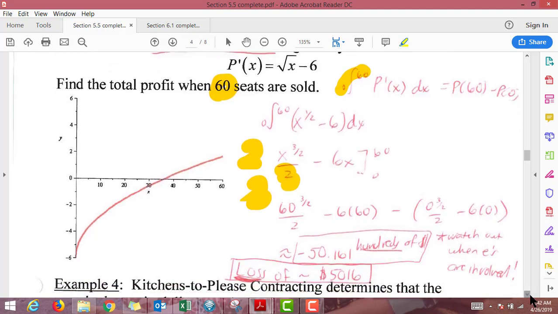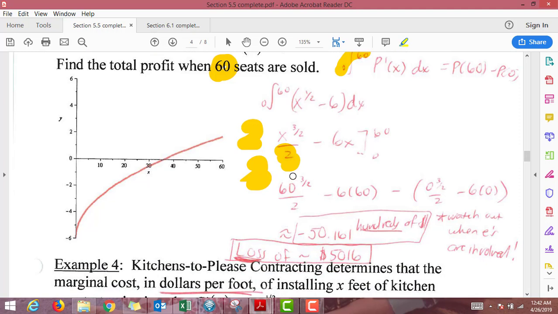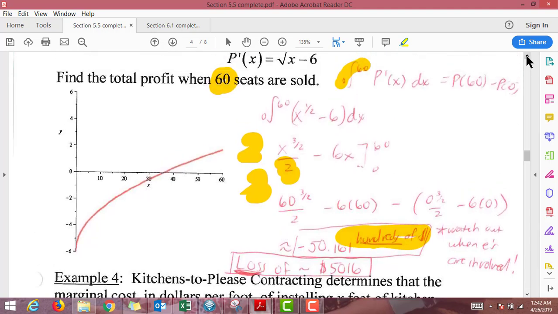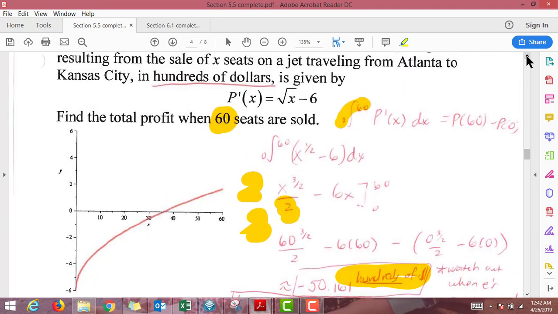Now, the fact that we end up with a negative number, even if it's slightly off from that typo, means that we have a loss because it's a real world problem. Also, notice our units were in hundreds of dollars. And so if you're actually interpreting it for real, if it is negative 50.16, then it would be 50,016 if my little typo gets it a little bit off. It's still the same principle. So it means that they would have a loss of 5,016. Now that should make sense to you because sometimes your flights are canceled.